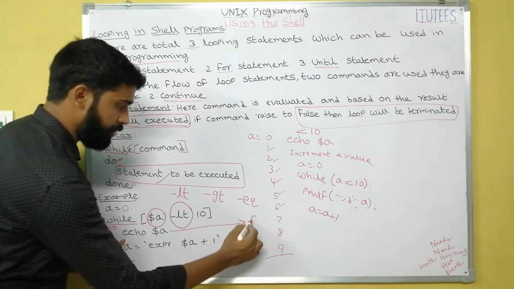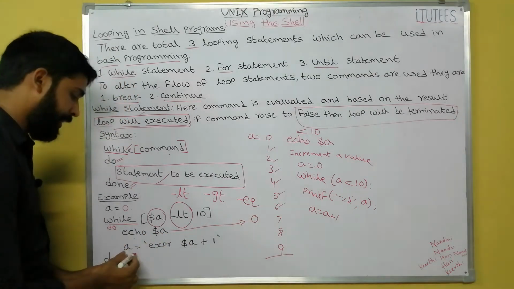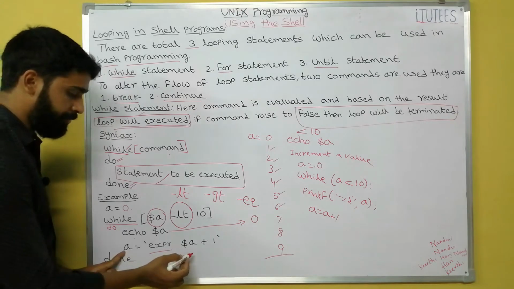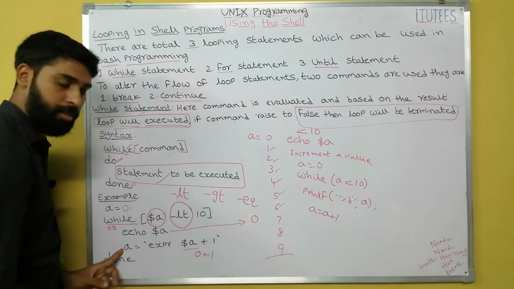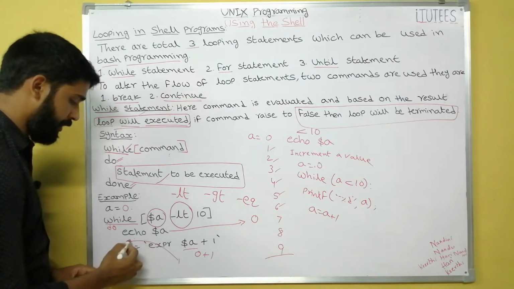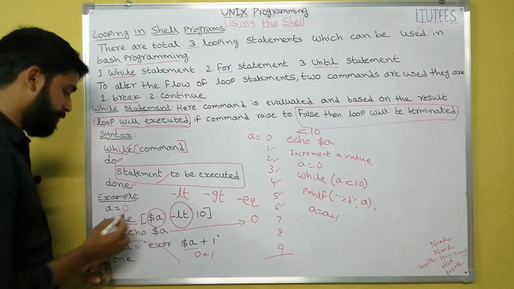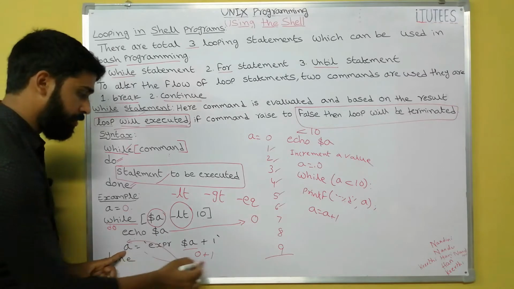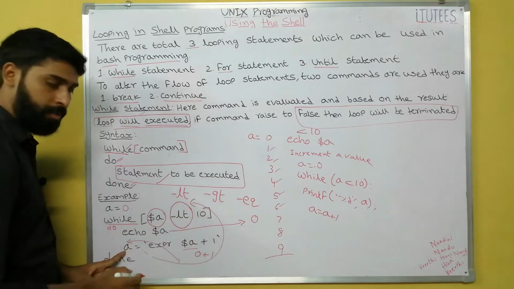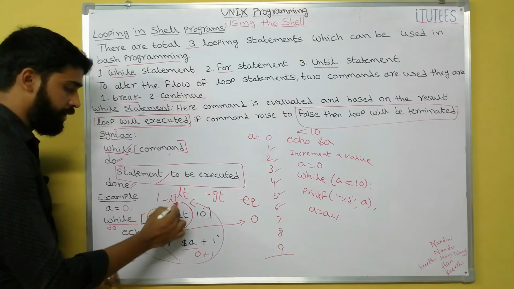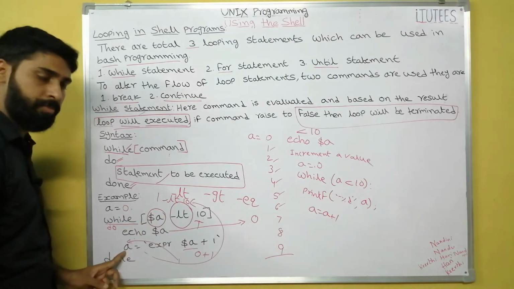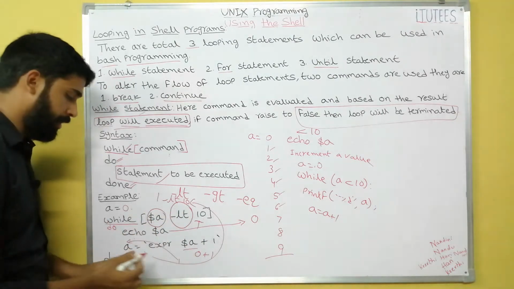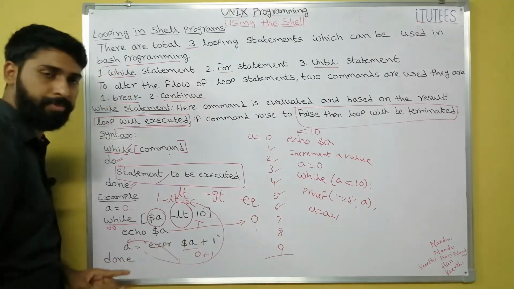So that means it prints 0. After that a equals expr $a plus 1, which means 0 plus 1, that is 1. 1 is assigned to a. Now the value of a becomes 1. Again it goes to the condition. So 1 less than 10? Yes, it is true. So enter into the block and print the next value.